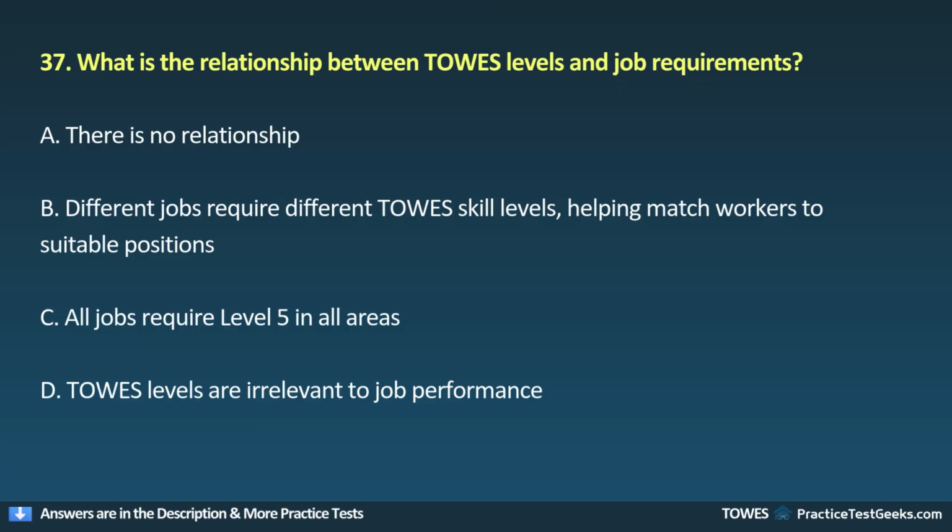37. What is the relationship between TOWES levels and job requirements? A. There is no relationship. B. Different jobs require different TOWES skill levels, helping match workers to suitable positions. C. All jobs require level 5 in all areas. D. TOWES levels are irrelevant to job performance.